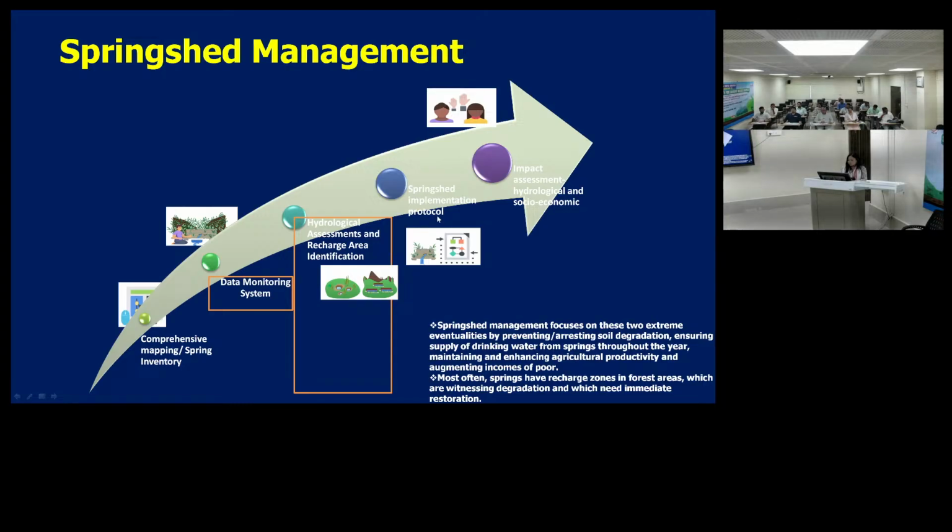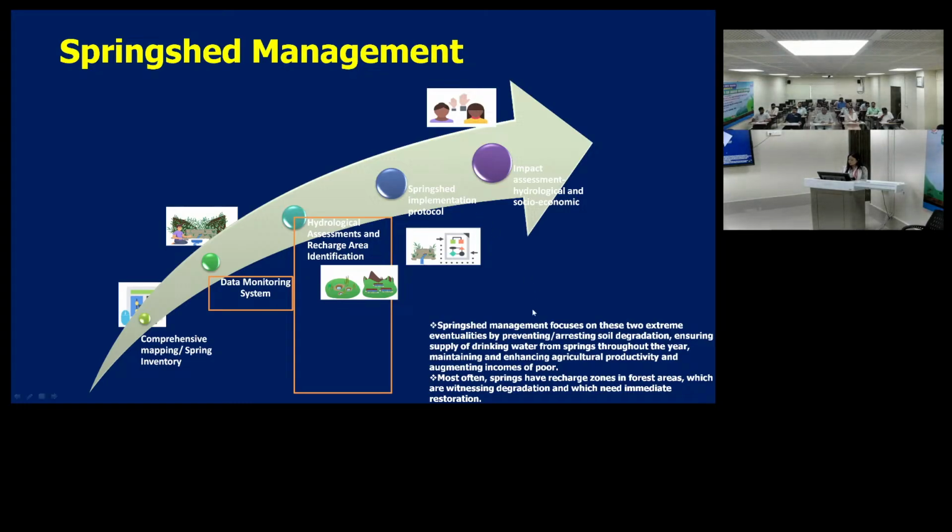For the Springshed intervention protocol, there are certain steps. Suppose we have identified the recharge area, then what structures can be taken up to enhance the discharge or the quality of that spring. In the fourth step, we have implemented and constructed structures, and then the last is the impact assessment. After all this, we have to assess if our interventions have been successful. So the last is the impact assessment.